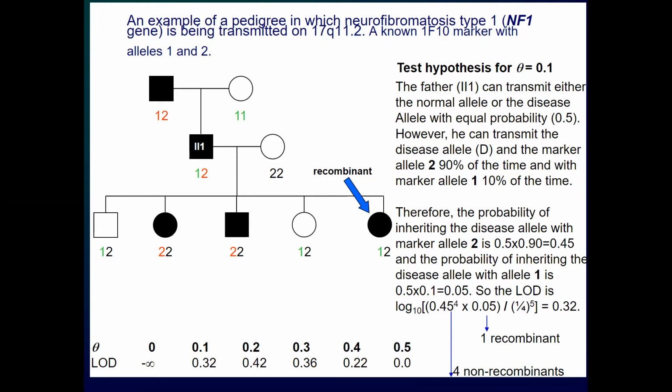So one family can tell us the theta for that family. But the genetic distance between the IF10 and NF1 needs more family data to make concrete evidence, and we need the LOD score for that.